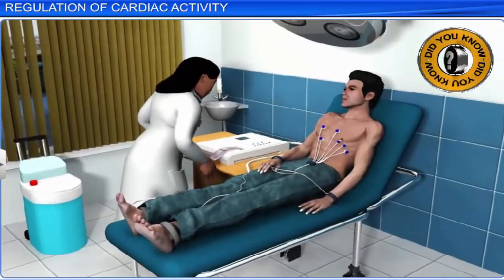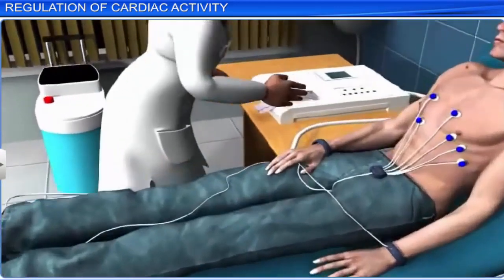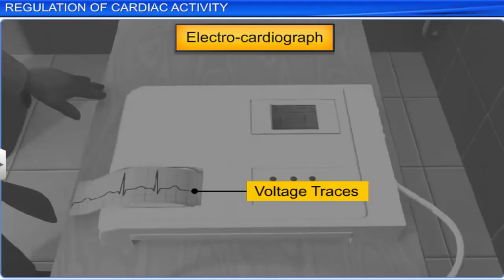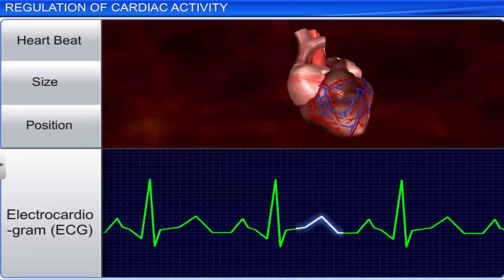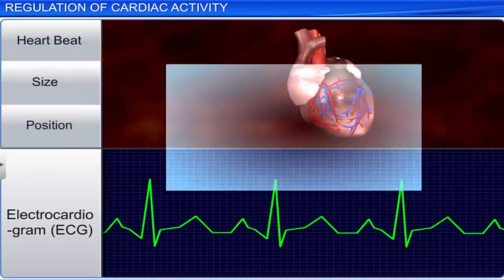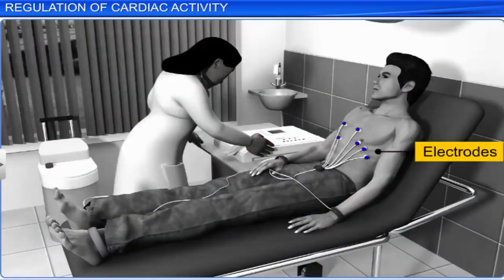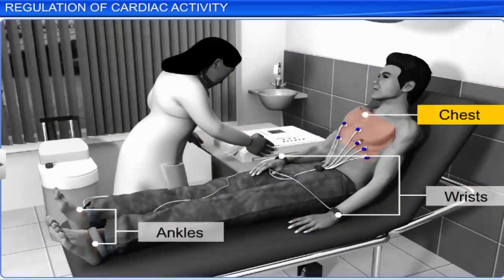Did you know that cardiac output can be measured using an instrument? The instrument used is called an electrocardiograph, which records the electrical activity of the heart as voltage traces. This recording is called an electrocardiogram, or ECG. It provides information on the rate of heartbeat and the size and position of the chambers of the heart. An ECG is taken by attaching electrodes from the instrument to the patient at the wrists, ankles, and on the chest.